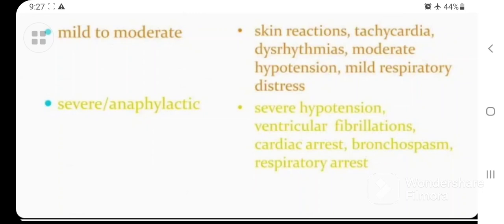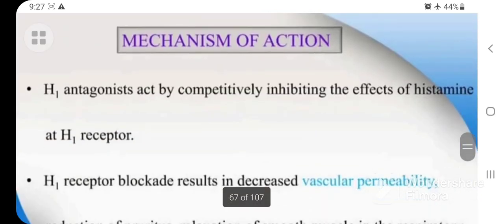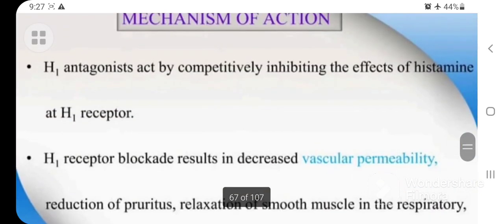It is a very severe emergency situation. Next is the mechanism of action. H1 antagonists act by competitively inhibiting the effects of histamine. H1 antagonist means antihistamine drugs. They will competitively inhibit the effects of histamine at the H1 receptor. Simple. Then H1 receptor blockade results in decreased vascular permeability.